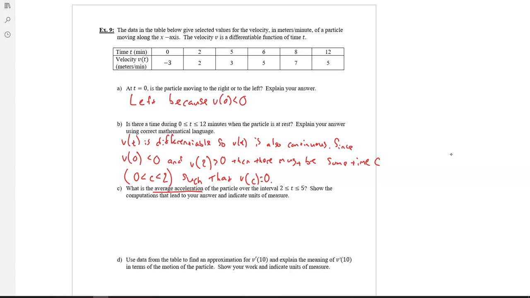So this average acceleration, we can also think of this as the average rate of change of velocity. Because the acceleration is the rate of change of the velocity. So if we want to find the average acceleration, that's the same thing as finding the average rate of change of the velocity. And like Maya said, that's the slope formula.